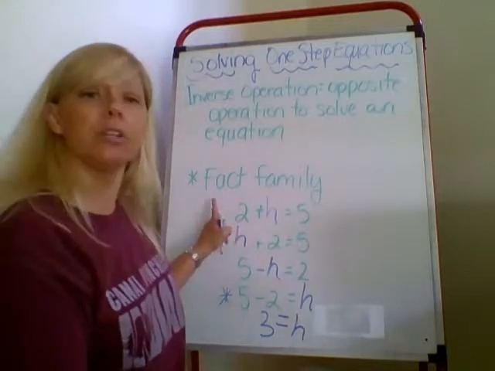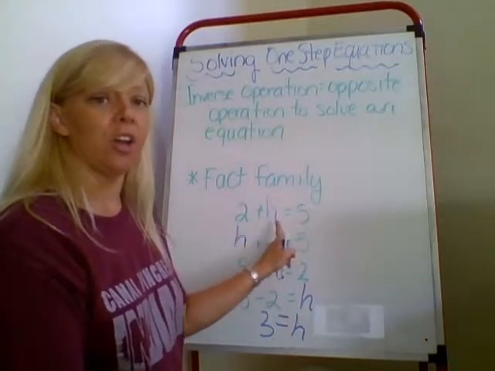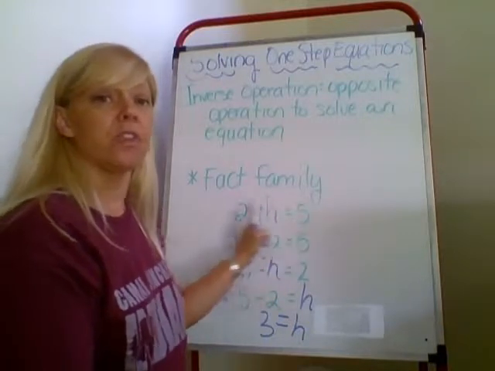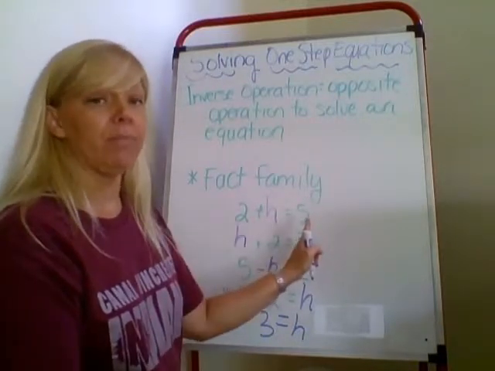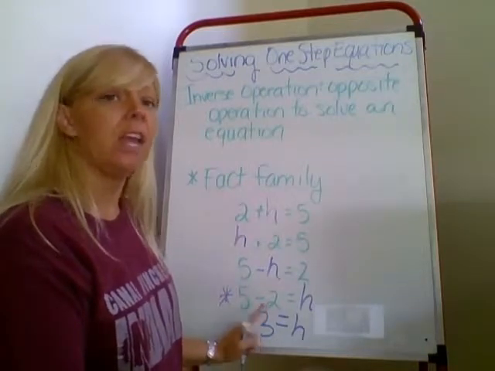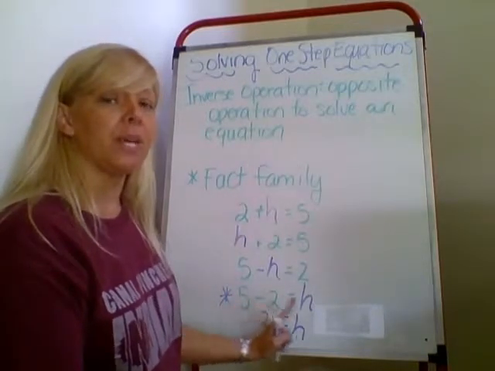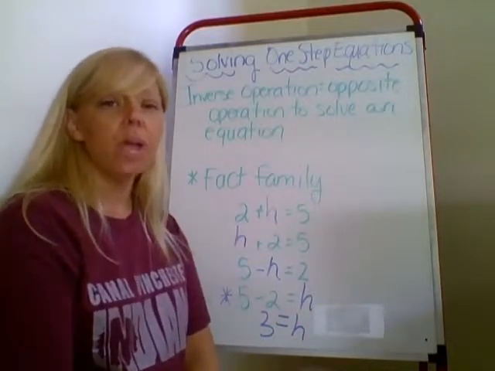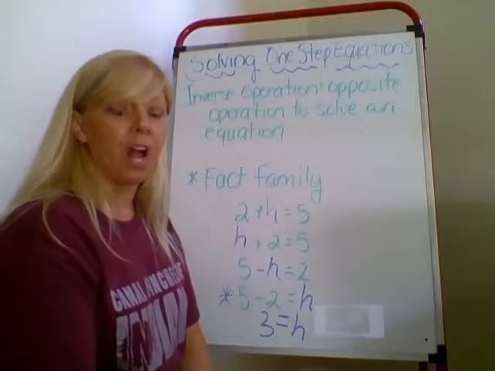So I could take 2 plus an unknown, h, that equals 5. So there would be my beginning equation. And I can rewrite it using the inverse operation with subtraction and do 5 minus 2 is h, where h is then 3. So let's go ahead and practice with our 4 different operations.